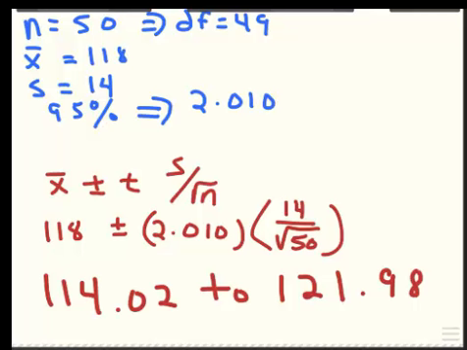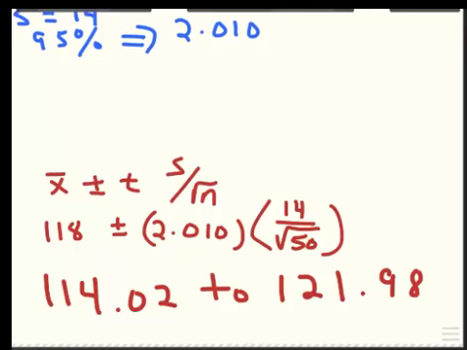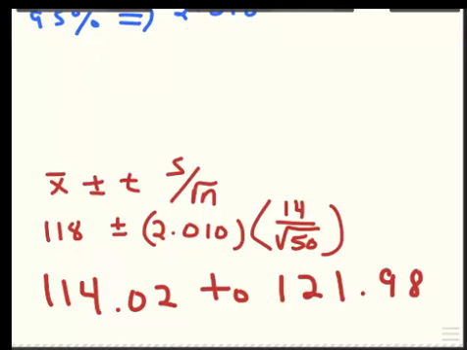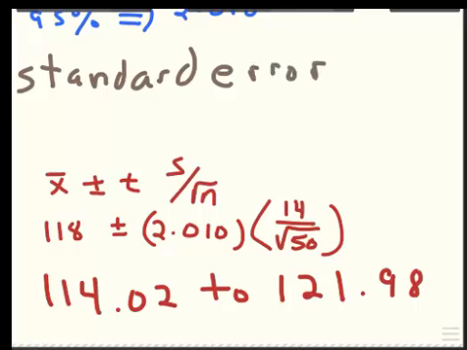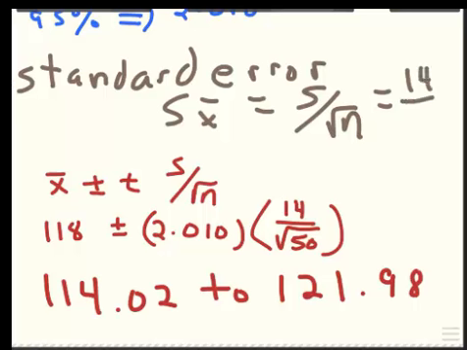Okay, so I want to talk about some stuff that could come up in a multiple choice question. For example, a multiple choice question might ask you to identify the standard error. In this case, that's Sx bar, and it's equal to S divided by the square root of n, or 14 divided by the square root of 50. In other words, it's just this last term of the confidence interval formula.